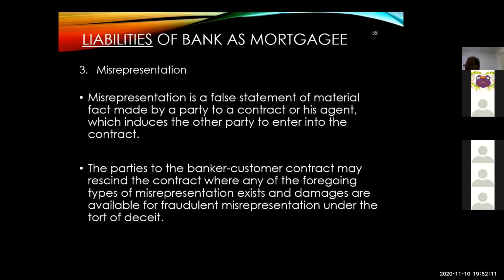And then thirdly, misrepresentation. Misrepresentation is a false statement of material fact made by a party to a contract or his agent, which induces the other party to enter into the contract. The parties to the banker-customer contract may rescind the contract where any of the foregoing types of misrepresentation exists, and damages are available for fraudulent misrepresentation under the tort of deceit.